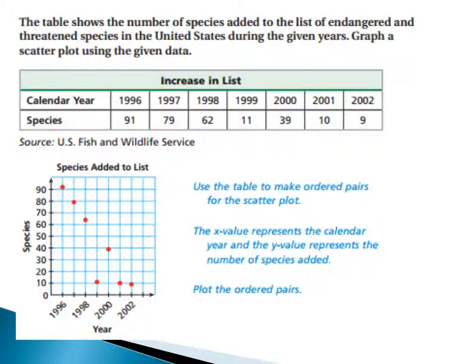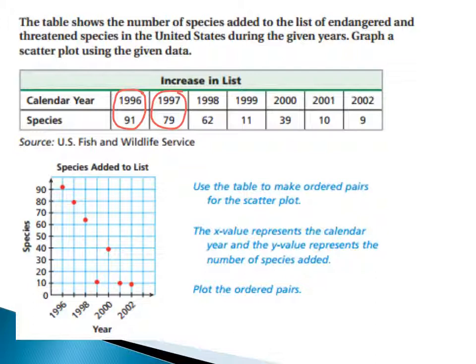All right, so here's another example. The table on this slide shows the number of species added to the endangered list and the threatened species list in the United States during the years of 1996 to 2002. So if we were to look at this data, we can go ahead and graph it. I have this graph for you, but this is what I'm talking about with real life data. Notice here that it gives you the number of species during these certain years. So each of these sets in this table represents a data point.